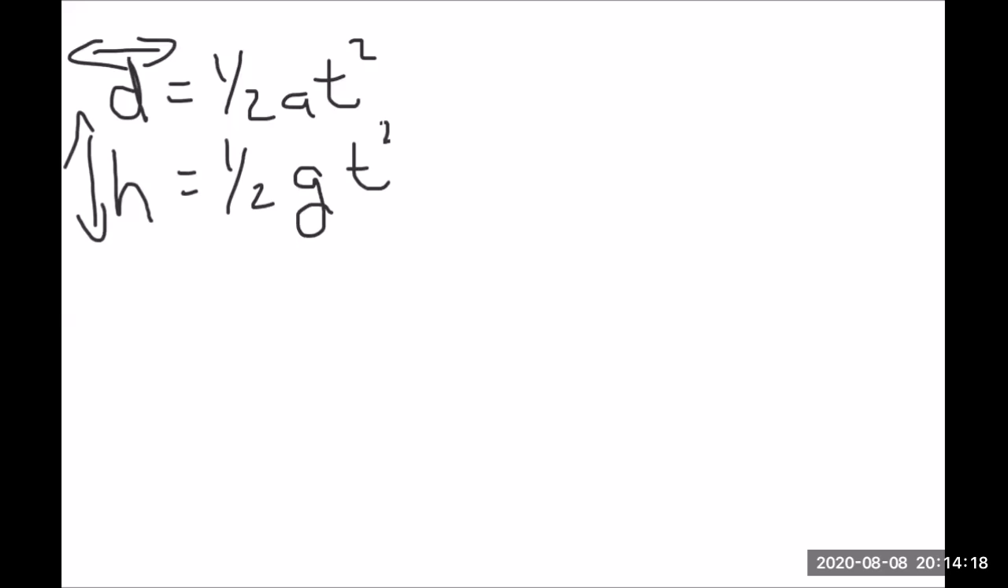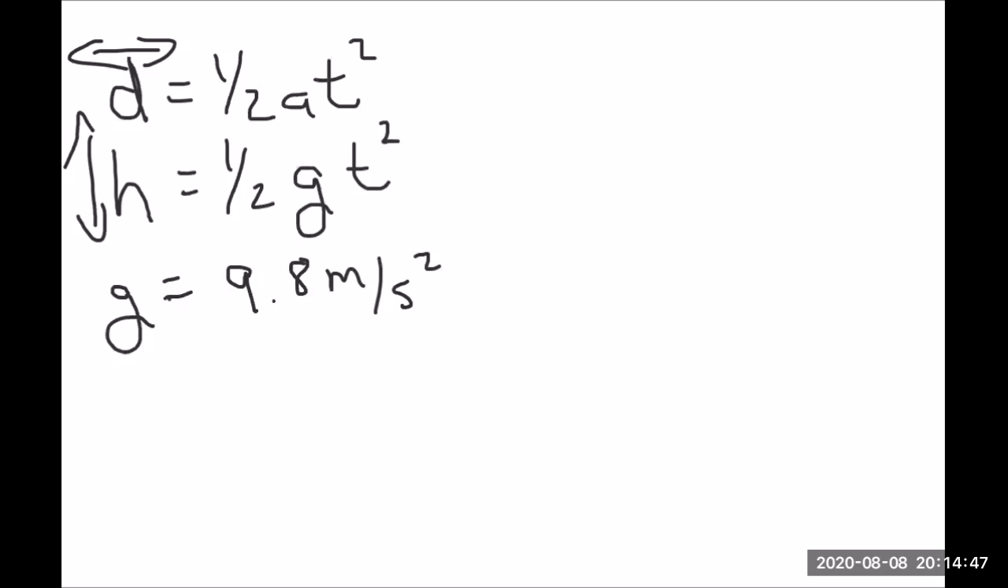Now, on Earth, the acceleration due to gravity is 9.8 or 9.81, depending on how you're taught. We'll just use 9.8 meters per second squared. That is on Earth, at sea level, in a vacuum, or ignoring air resistance. The acceleration due to gravity is roughly 9.8 meters per second squared.